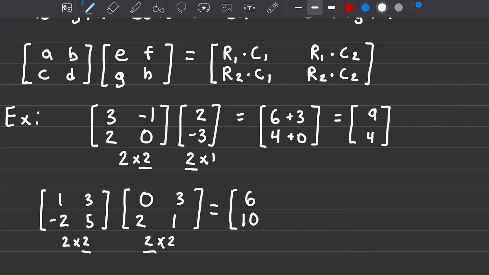And now we're going to be moving on to this entry over here, which we're going to get from doing the dot product of these two, which is 3 times 1 plus 3 times 1, which is going to be 6.